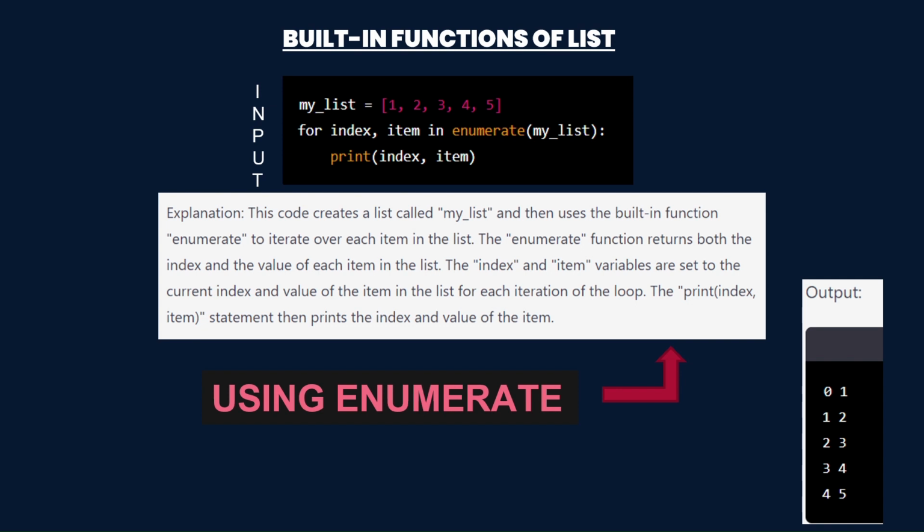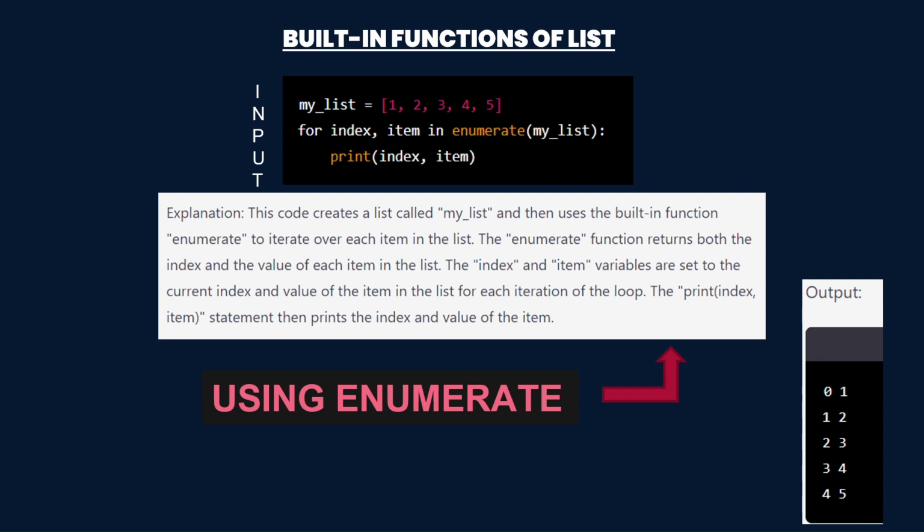This code creates a list called my_list and then uses the built-in function enumerate to iterate over each item in the list. The enumerate function will return both the index and the value of each item in the list. But in the for loop, we can only get either the index or the items, not both. To get that, we will have to use the enumerate function. So the index and the item variables are set to the current index and value of the item in the list for each iteration of the loop.